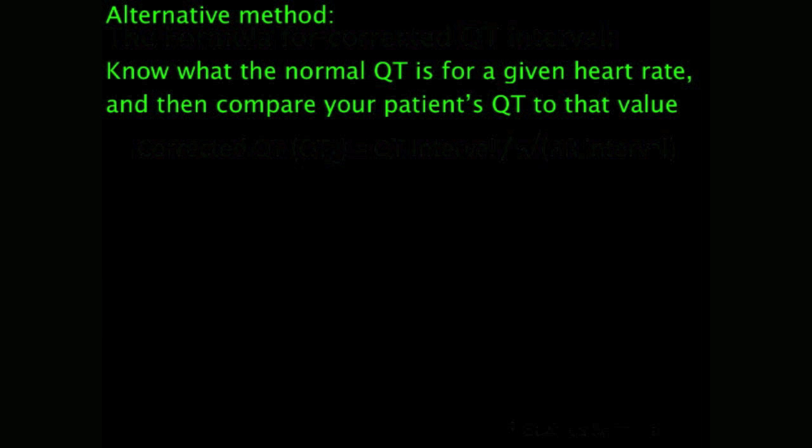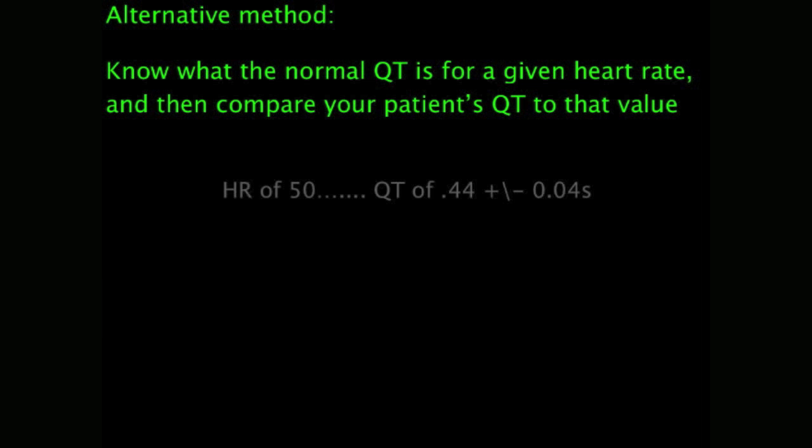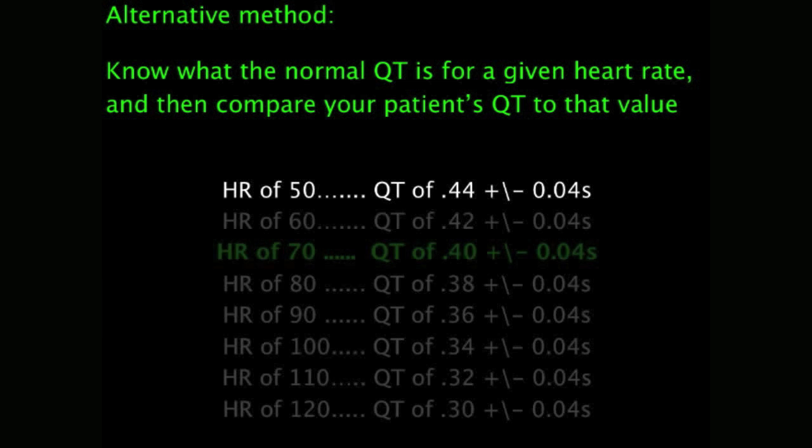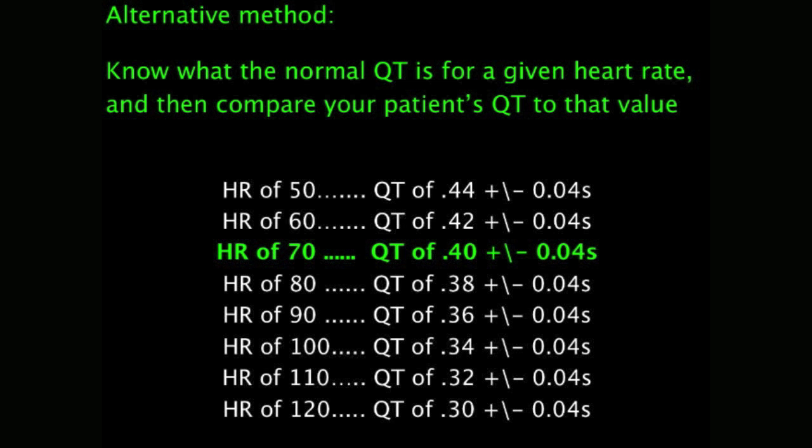Okay then, so what is normal? For a heart rate of 70, the QT interval should be 0.4 seconds plus or minus 0.04 seconds. So really anywhere from 0.36 seconds to 0.44 seconds. Then, for every 10 beats per minute above that, subtract 0.02 seconds. For every 10 beats below 70, add 0.02 seconds.